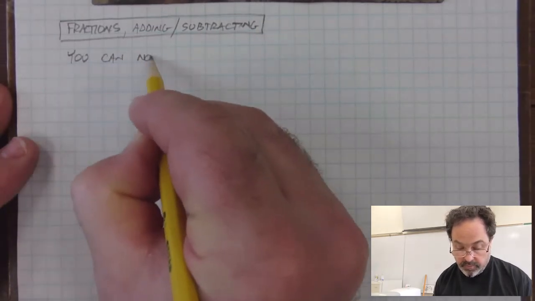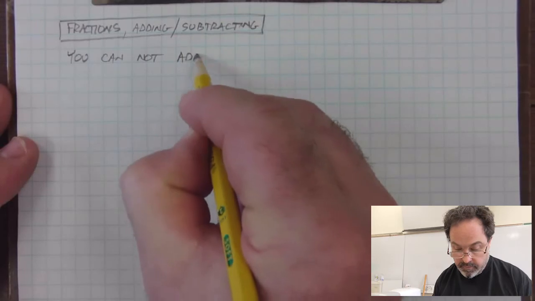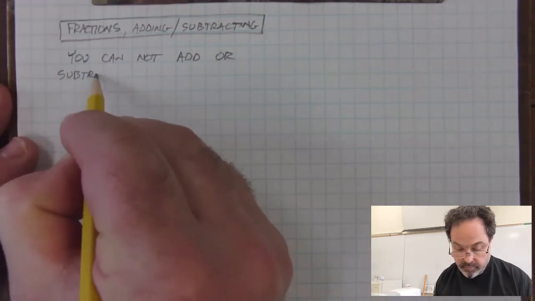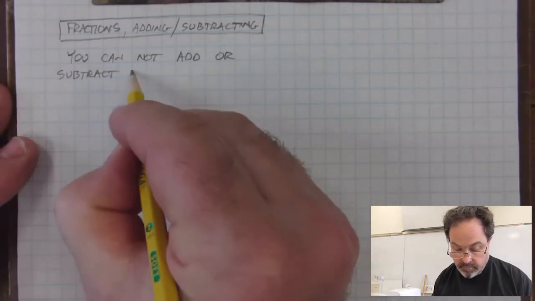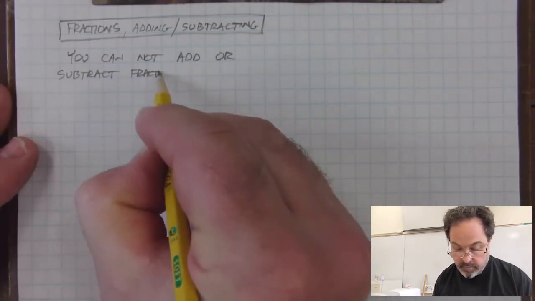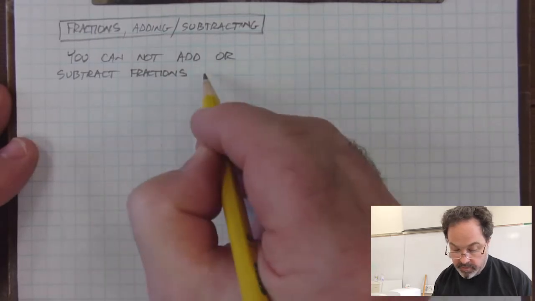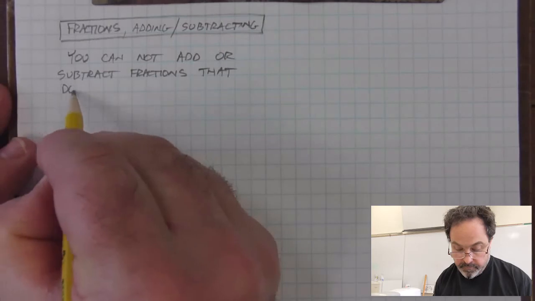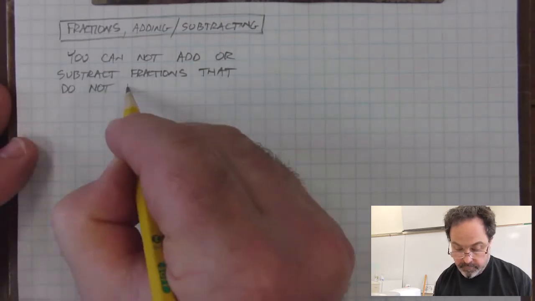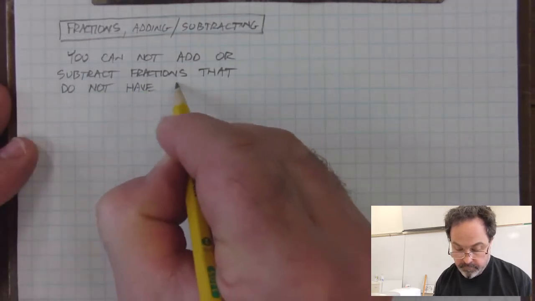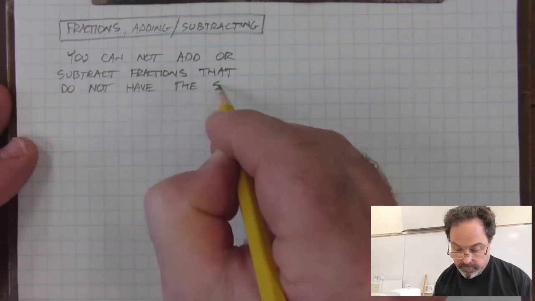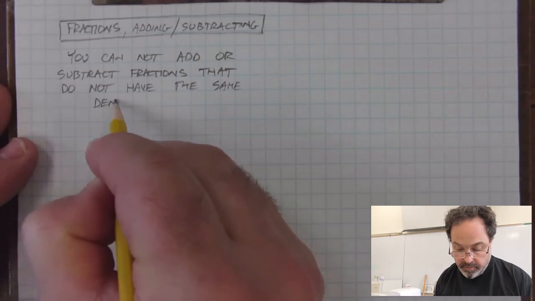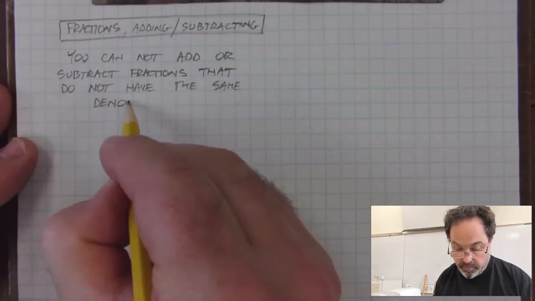You cannot add or subtract fractions that do not have the same denominator. And the denominator is the bottom number.